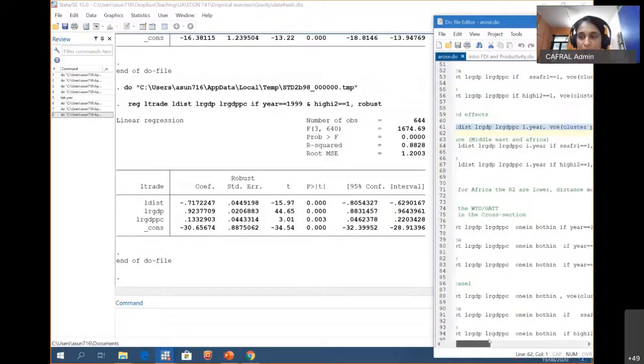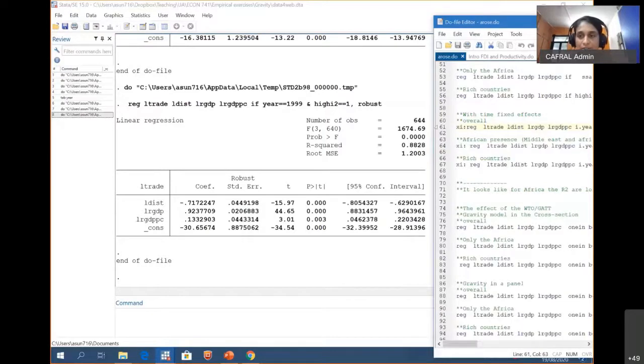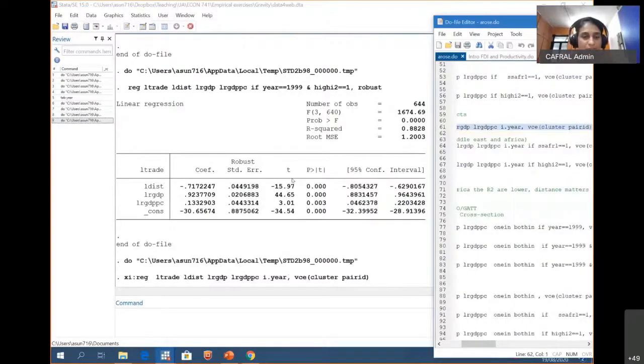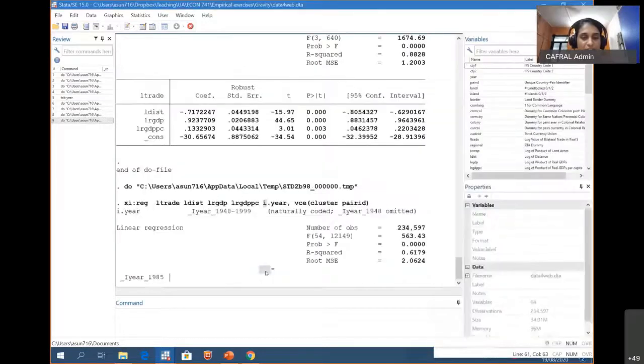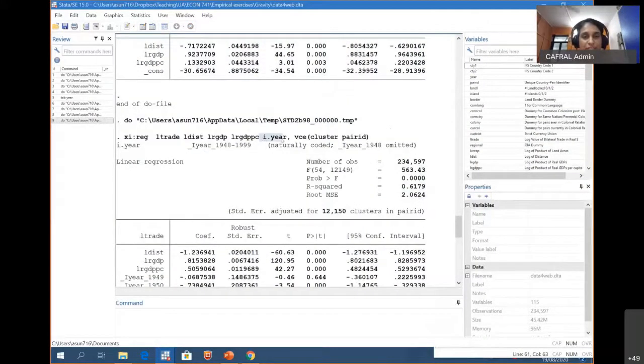The other thing I will do is also I will start paying more attention to my standard errors. And so here you can see that I'm clustering by pair ID, right? So clustering is extremely important for inference. You have to always cluster your standard errors. So what I'm going to do is run this particular equation. The only difference here is I'm now beginning to put an xi in front of the regression, and I have an i.year, which means I have an indicator variable for each year in the data.